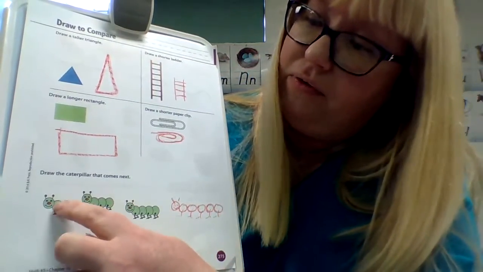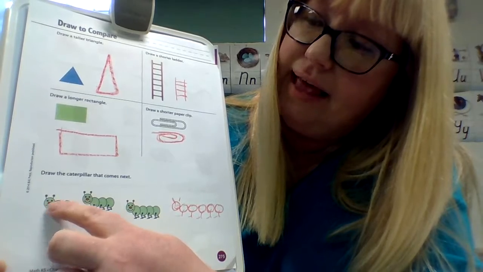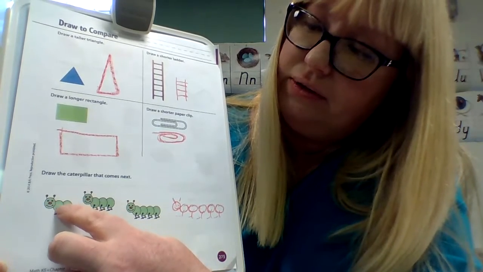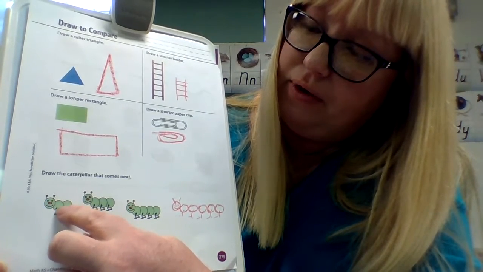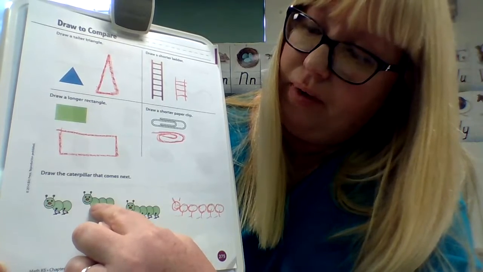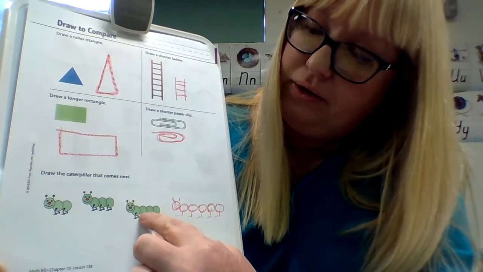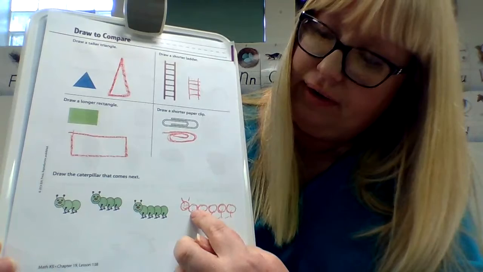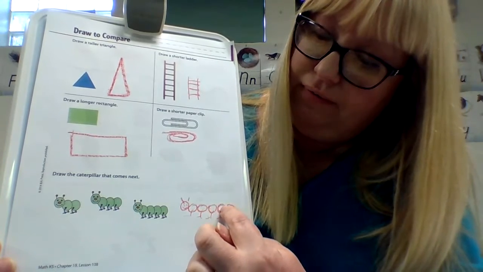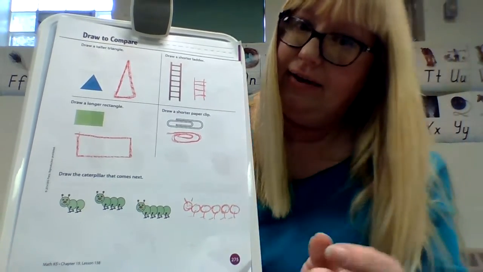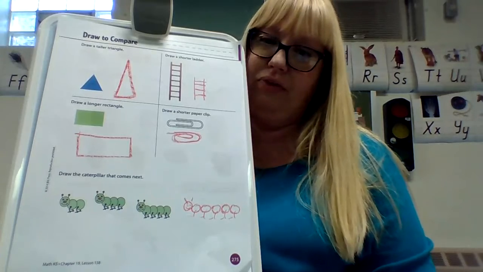Because we have 1, 2. We're not counting the head. We're just going to count the circles behind, like the body behind him. So 1, 2, 1, 2, 3, 1, 2, 3, 4, and you have to 1, 2, 3, 4, 5. Do you see how I did that? How I came up with that answer?